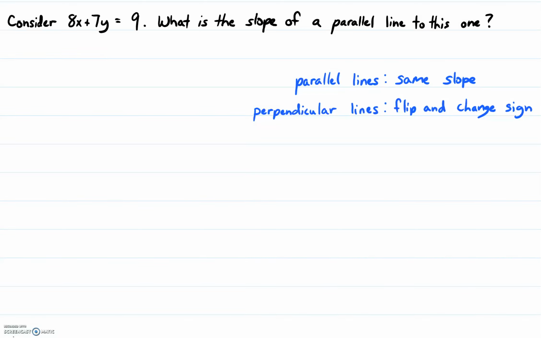In this video, we're going to consider the equation of the line 8x plus 7y is equal to 9. And what we want to do is use this equation to find what the slope of a parallel line to this particular line would be.